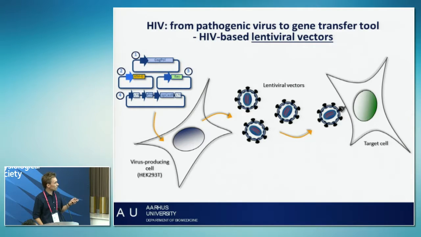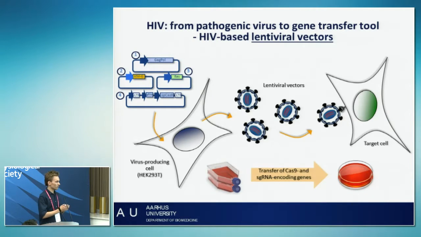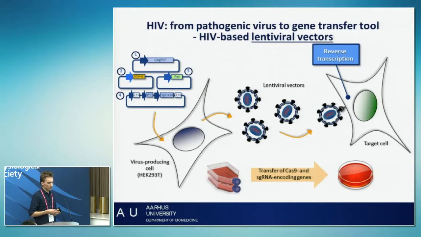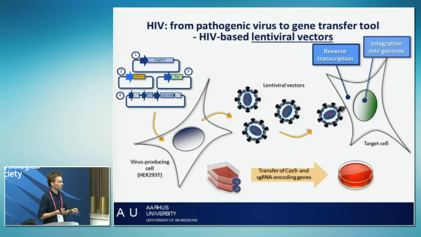So if we co-transfect these 4 plasmids into HEK293T cells, or virus-producing cells, after a couple of days of incubation, we can harvest the medium, and we can thereby do transfer of Cas9 and short guide RNA encoding genes into our targets. Of course, after transduction, the transfer RNA will be reverse transcribed into DNA, which will then be integrated into the target cell's genome.